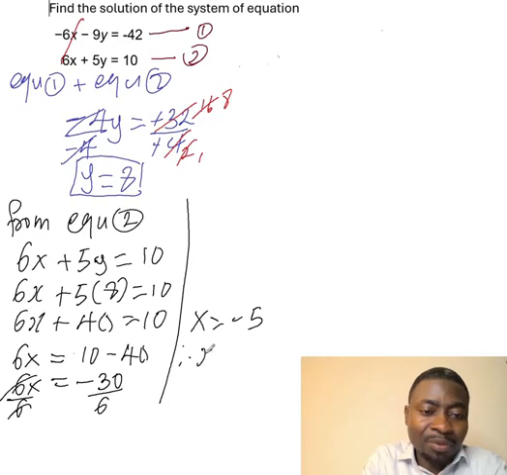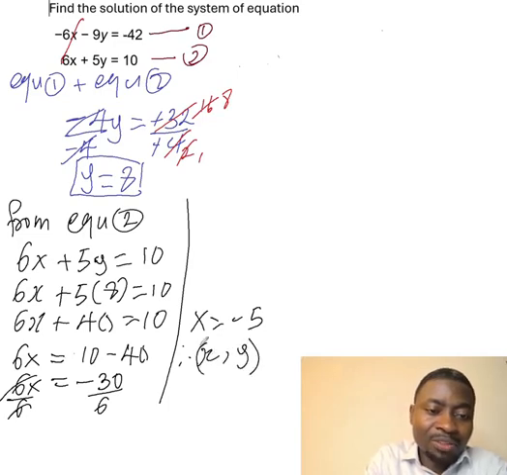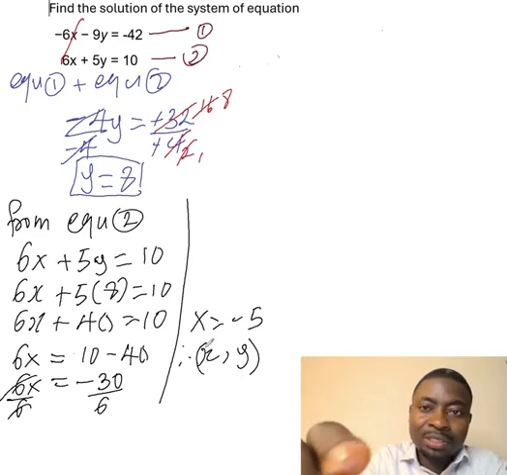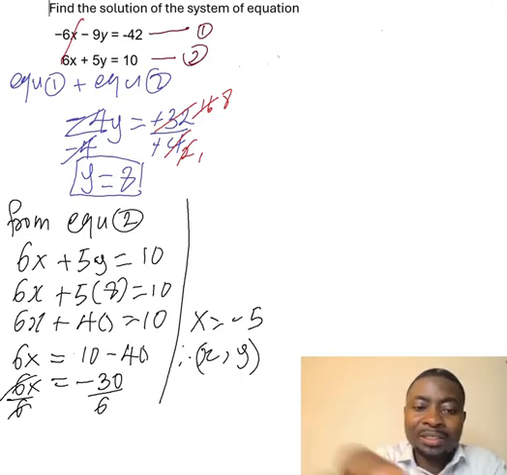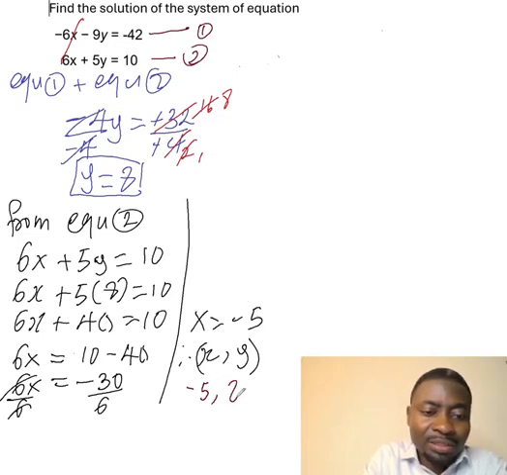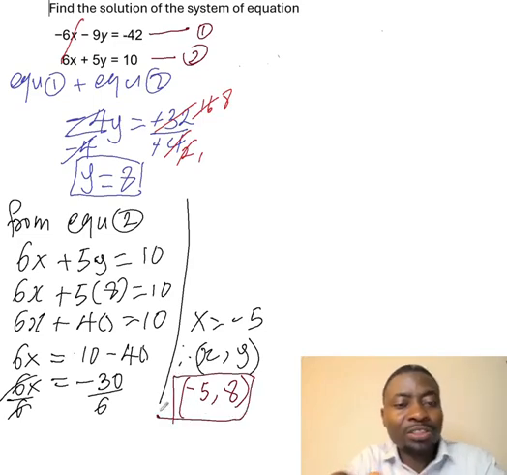Therefore, we arrange them in the form x and y. So our final answer is x is negative 5, and y is 8. This is the solution to the system of equations given to us. So that is it. Not difficult, very simple, right? So this is what you do.